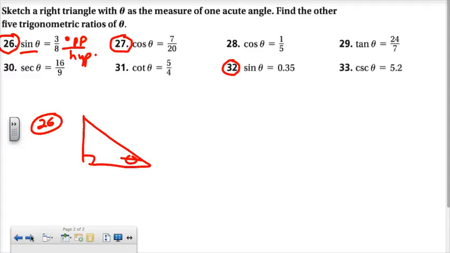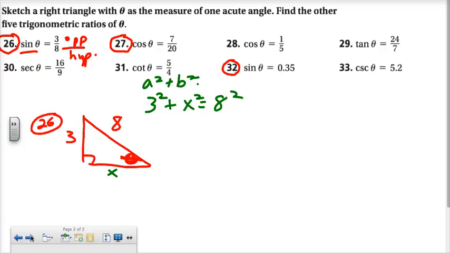So that means if my theta is down here in this right-hand corner, opposite is going to be over here, so that's a 3. And then hypotenuse is going to be 8. And it says find the other 5 trig ratios. Well, to do that, I am going to need this side length right here. And I can get that with the Pythagorean theorem. So 3 squared plus x squared equals 8 squared, because in the Pythagorean theorem, you always put the hypotenuse in for c. So a squared plus b squared equals c squared. My 8 has to go over there.